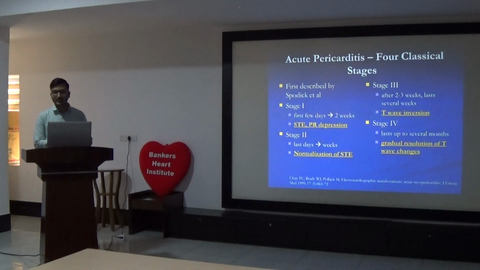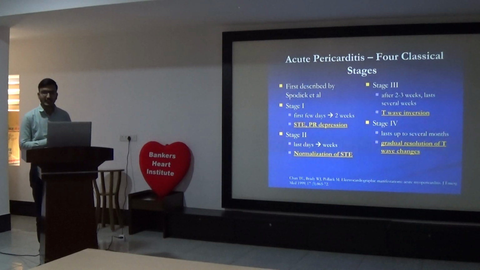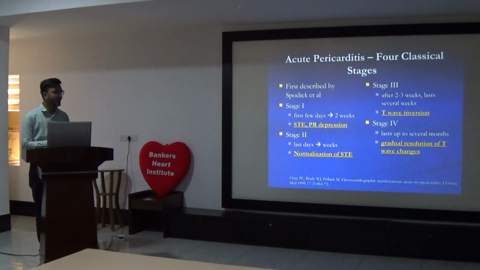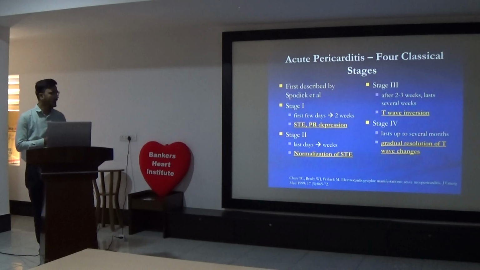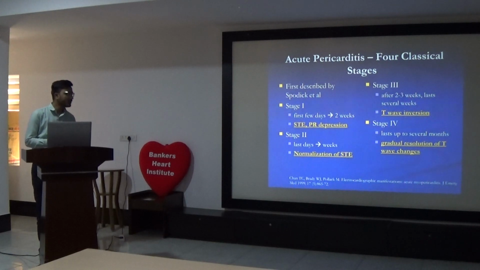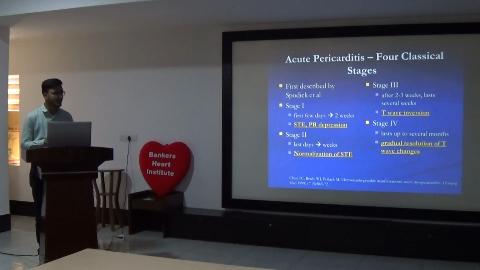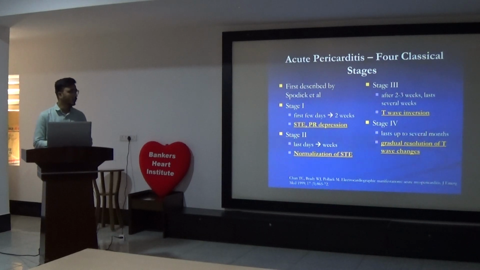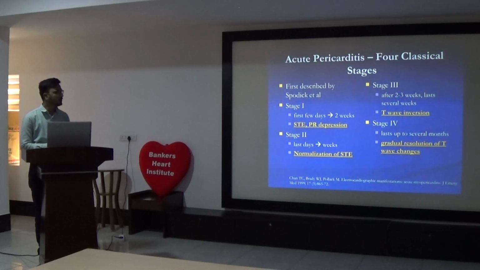So in acute pericarditis, depending upon the ECG, we can divide it into a total of 4 stages. First stage will show PR segment depression and ST segment elevation. After that, stage 2 will appear, in which there will be normalization of ST segment elevation. After the second stage, there will be stage 3, in which the ST segment will be normal with T wave inversion. And in stage 4, there will be a normal ECG, with resolution of T wave changes. So 4 stages for acute pericarditis.